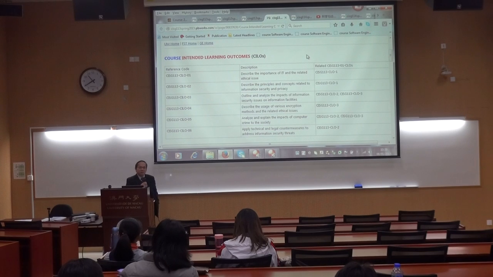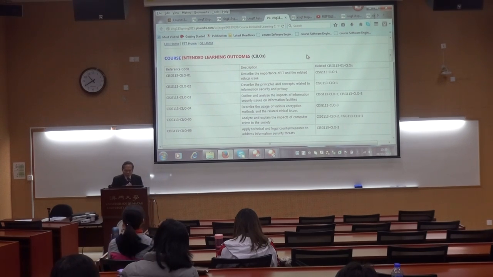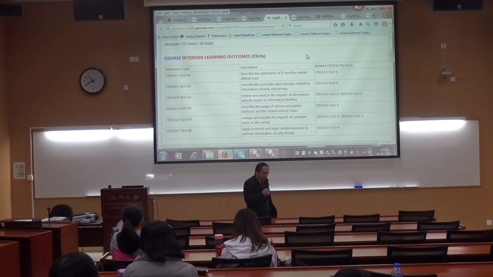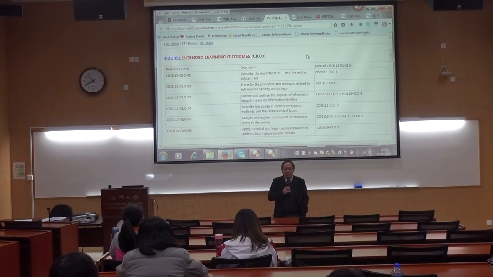Issues on information facilities. Okay? And sign number 4 again: describe the usage of various encryption methods and related ethical issues. Here the big term is encryption. Encryption is a technical term. It represents a kind of technology which can be used to convert something plain into something written.